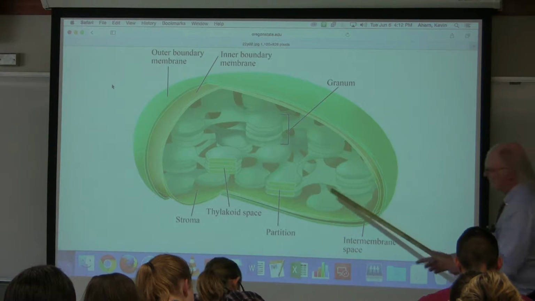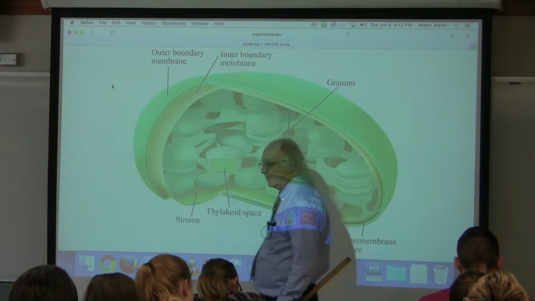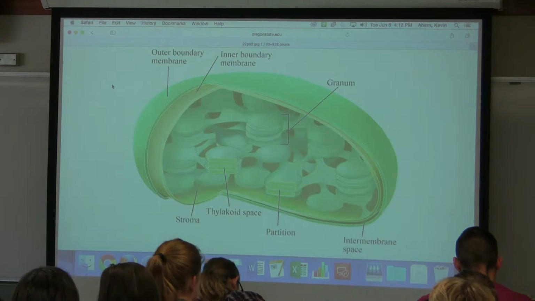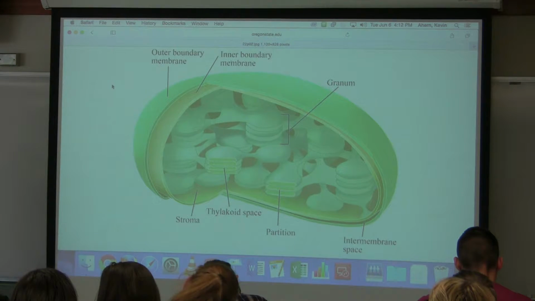Now, that's not shown in this figure at all, and we're not going to focus on it. But I want you to be aware of the fact that chloroplasts do have their own DNA. It's also a circular DNA.